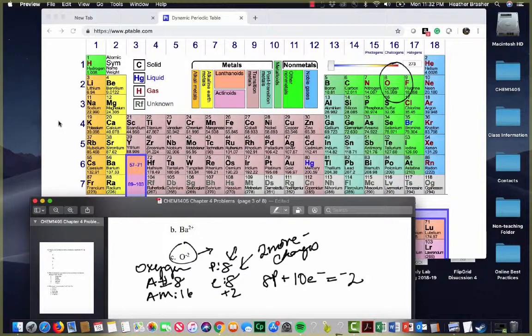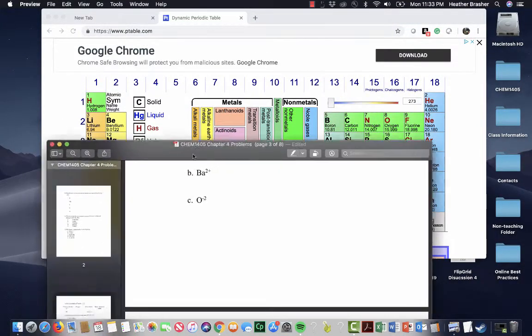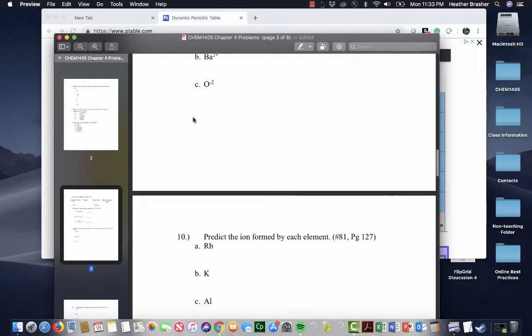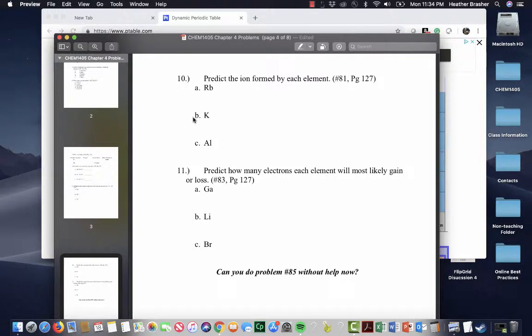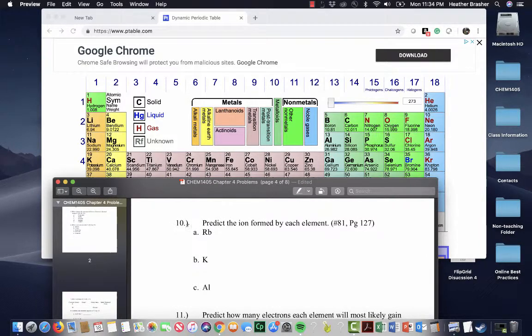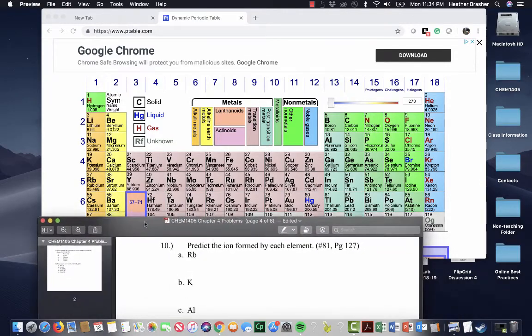So that's how you find or determine the number of protons and electrons in an ion. Remember, ions are just positively charged or negatively charged atoms. Now, you can predict the ions formed for each element by looking at the periodic table. So let's go down here again. You're like, is this ever going to end? Hopefully, I'm hoping that it's helping you a little bit.